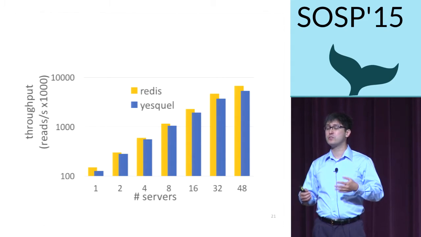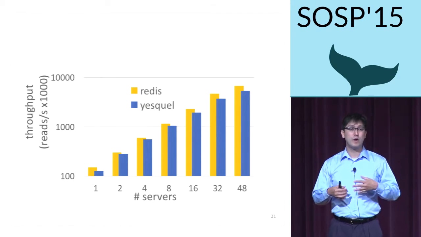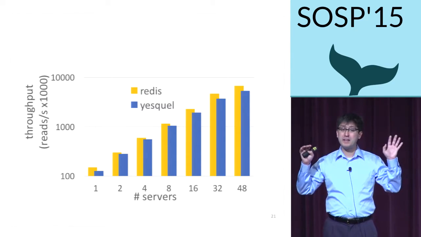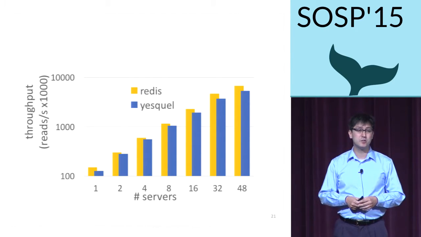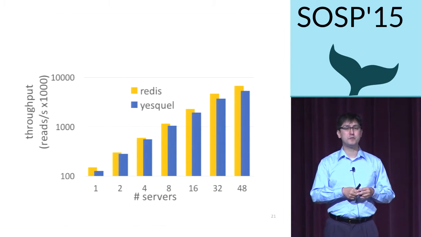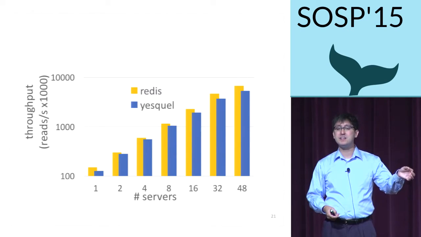Redis is a NoSQL key value storage system. It's fairly popular. It's used in a lot of websites out there, in Twitter, Pinterest, Craigslist, and so on, so by that metric, it's a very successful NoSQL key value storage system. And on this slide, we have compared the performance of read operations executed both in Redis and in Yesquel.